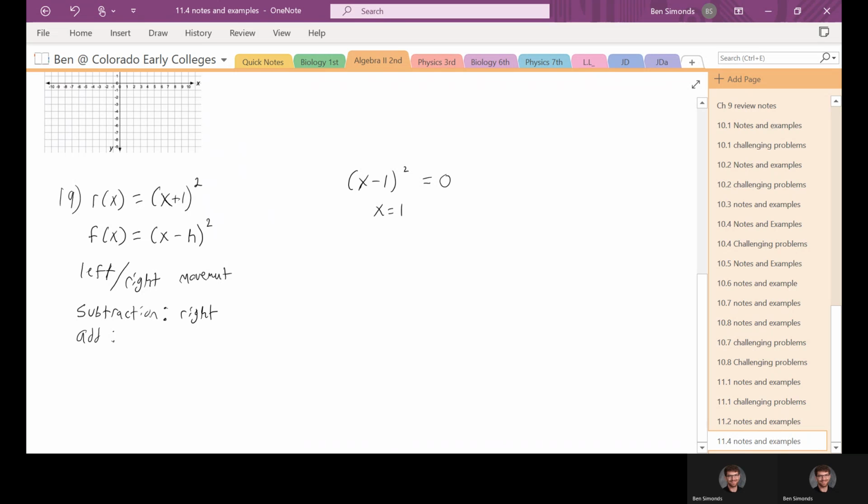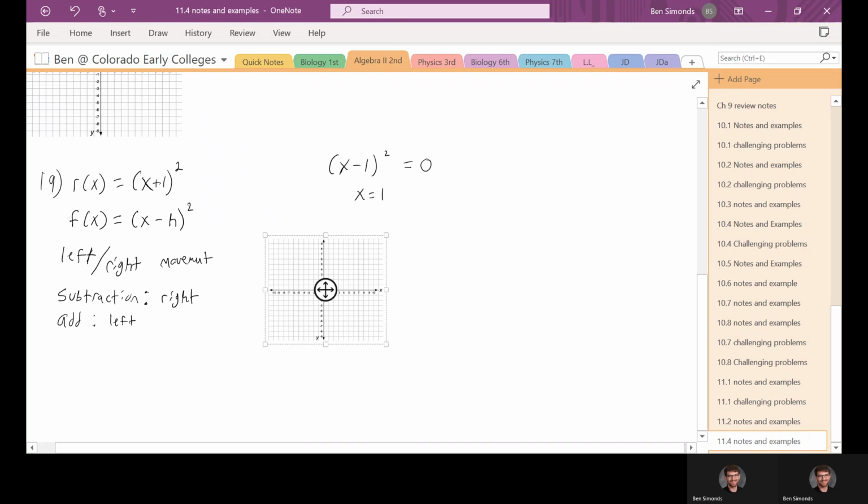So if we add h, you move to the left. If this is an addition, like it is here in number 19, we move to the left. If it's a subtraction, if we've got x minus something in the parentheses, we move our graph to the right.